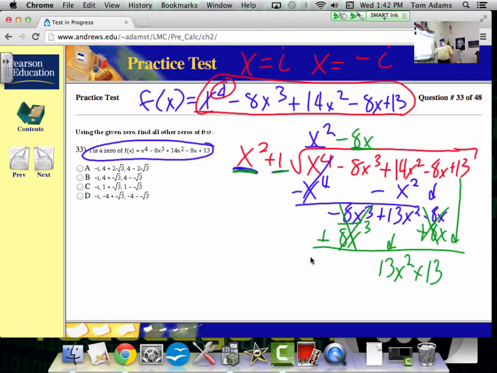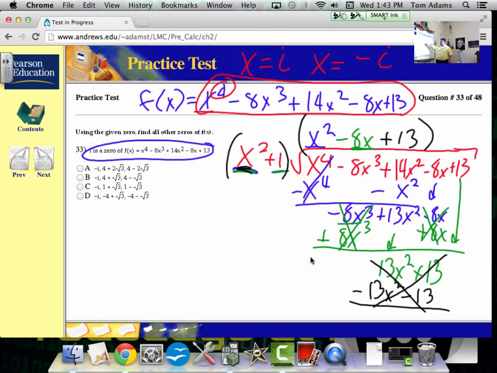What do I multiply this by to get this? Yep, I heard somebody say 13, which gives me 13x squared and 13. Subtract them. I get a remainder of 0. This times this equals this. What do I need to do next to find the real solutions? You could factor, but you can't factor. So I've got to factor this, but I can't do it. I'll have to use the quadratic, right? I've got to factor this bad boy.